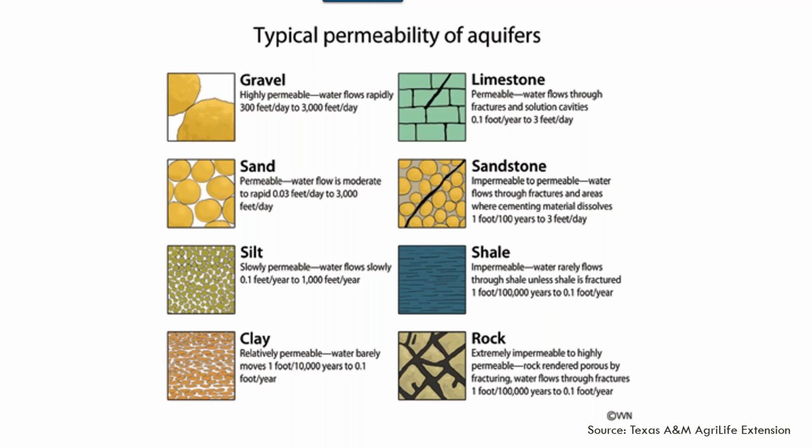And I guess on the extreme end here, they talk about 1 foot in 100,000 years. That's a very impermeable situation where it's not going to provide water for a well, and you're probably not going to get an appreciable amount of water there to be called an aquifer.